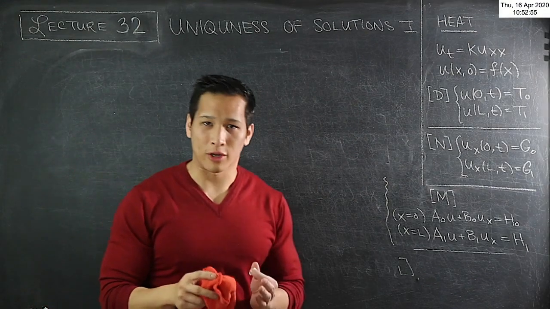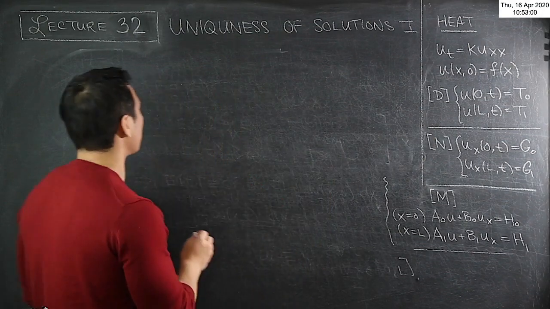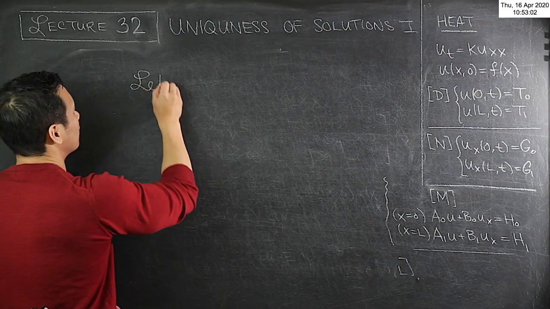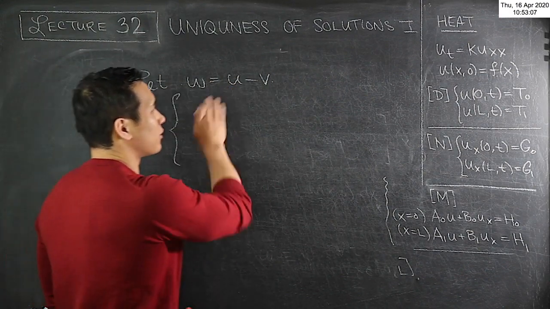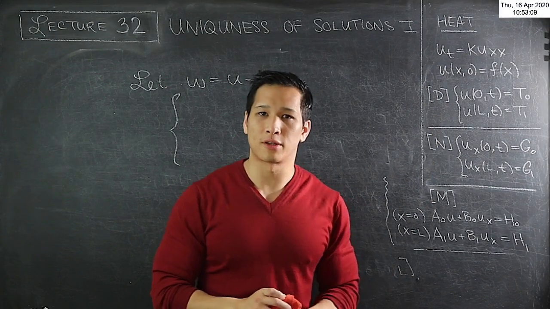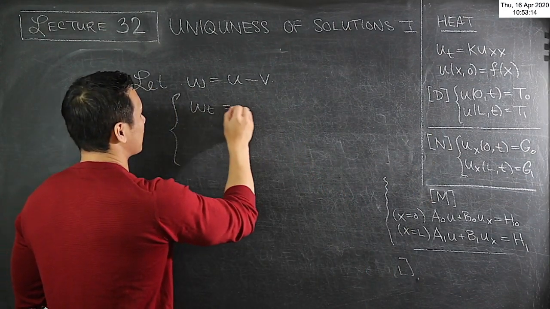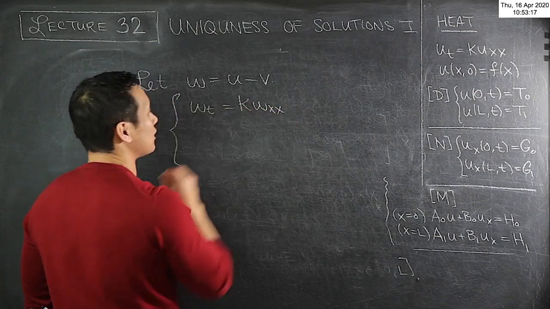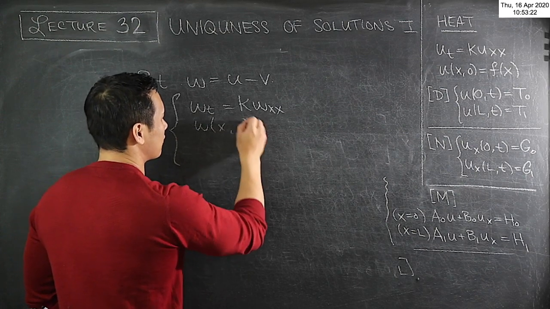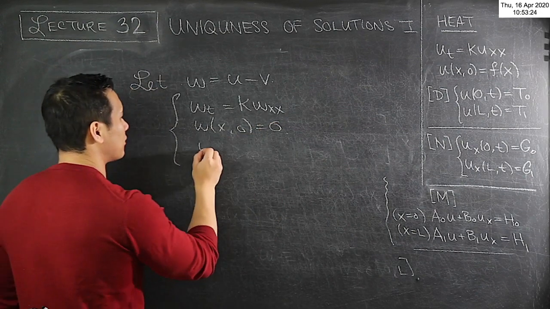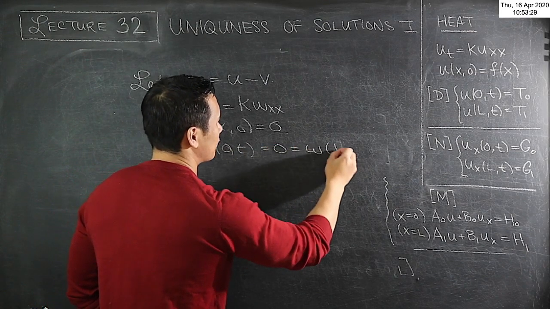Okay, so we're going to do it quite quickly, and we're going to do it quite efficiently. Let's set W to be U minus V. So I'm going to let W be equal to U minus V. I substitute this into these equations and those conditions, assuming U and V are solutions, and I come up with the conclusion that W_t has to be a solution of the heat equation. I come up with the conclusion that W at x and 0 has to start off from 0, and that W of 0 in t has to be 0, which is the same as W of L in t.